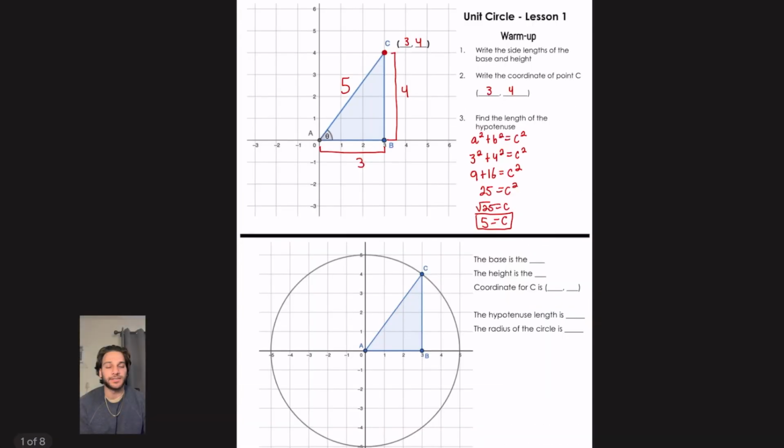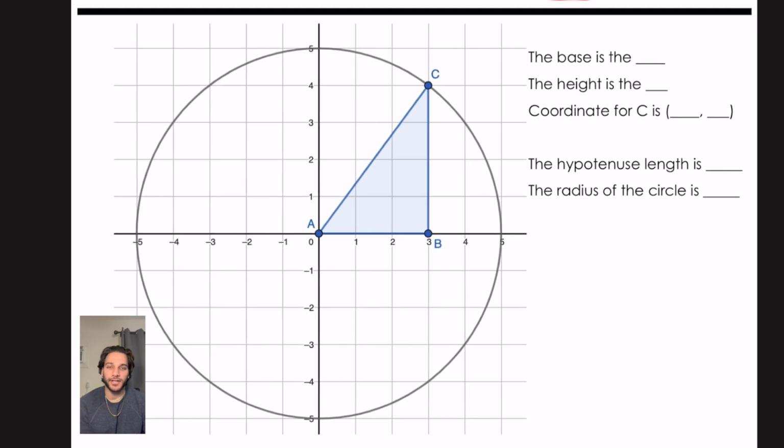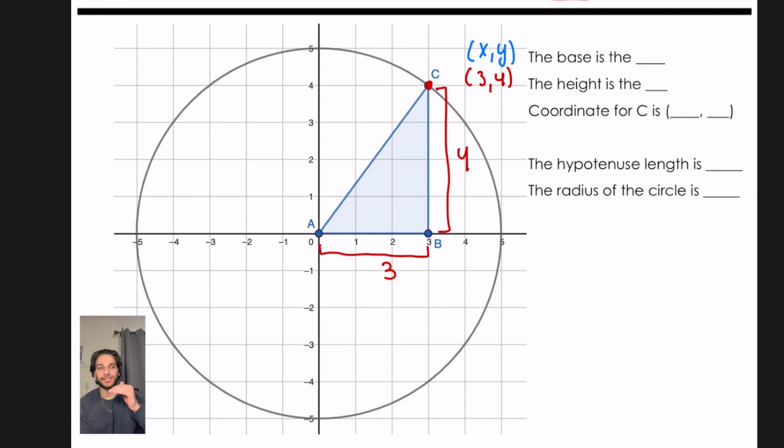If we look at this next section, it's the same triangle we just graphed, but now it just has a circle around it. So what we're going to do is just write our base and our height again, 3 and 4. And then what we basically did was we used those to find the coordinate. So from 0, 0, our value was 3, 4. So basically what we see is that our base length from 0, 0 is 3. That's our x value. And the height is 4. So that's our y value. So our base is x and the height is y. So our coordinate is going to be represented using x, y.